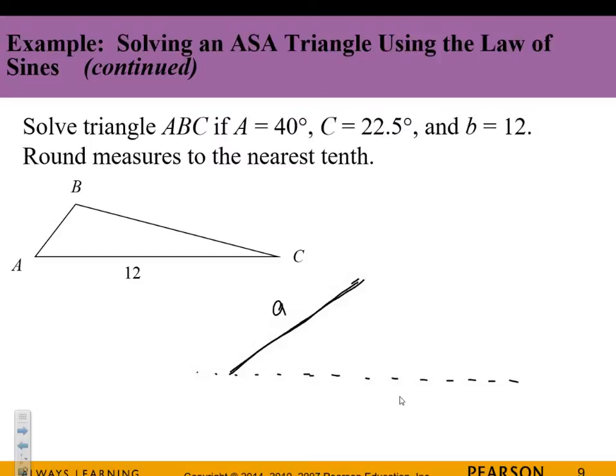Here's the ambiguous case and what it's really talking about. Well, so we have some sides, we have some angles.